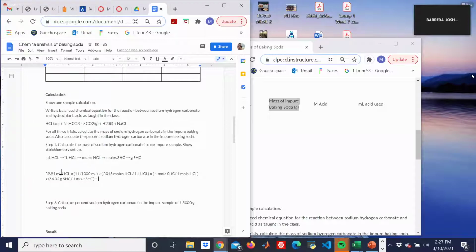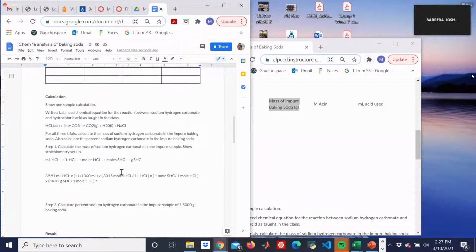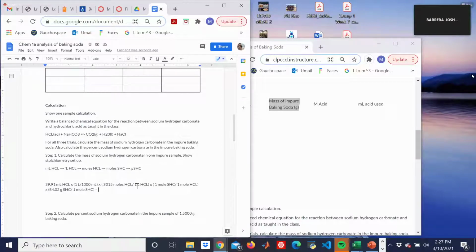I just did this. You don't necessarily have to if you just know. Right. But milliliters cancel to give you liters. Then you have the molarity, and so you're canceling out your liters to find your moles of HCl. And then you know it's a 1-to-1 based on the chemical equation. So you have 1 mole HCl that cancels out with the moles HCl here, and that leaves you with 1 mole SHC, and then 1 mole SHC cancels out with the molar mass to give you grams SHC.